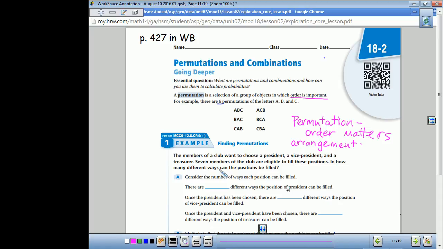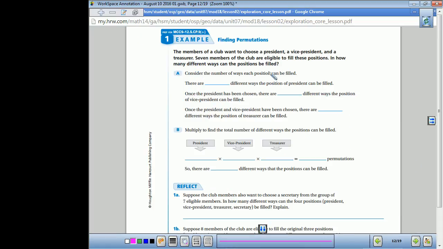Now, this permutation can tie back into counting principle. So if we look at example 1, when it asks us to find permutations, it says we have members of a club and we want to choose a president, a vice president, and a treasurer. So we could think of this as a permutation, but we could also think of it as different categories, couldn't we? President, vice president, treasurer. So if we thought about it this way, we're actually thinking about it as the counting principle.